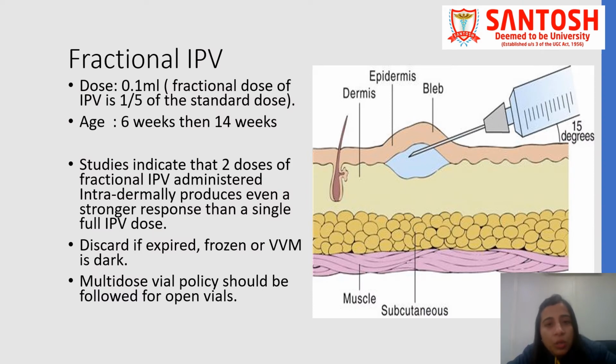Fractional IPV is also given intradermally. 0.1 ml is given at 6 weeks and 14 weeks. These are the two doses, and you can see here in the figure that below the intradermal, this intradermal space is very less. So that is the reason why a lot of resistance is felt while carrying out this technique.